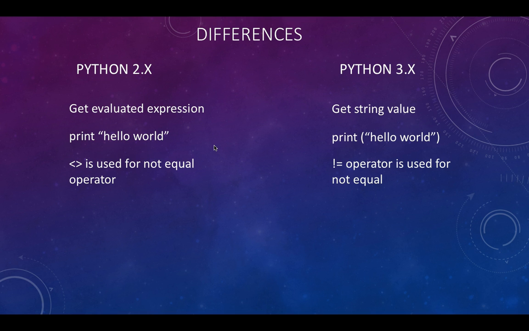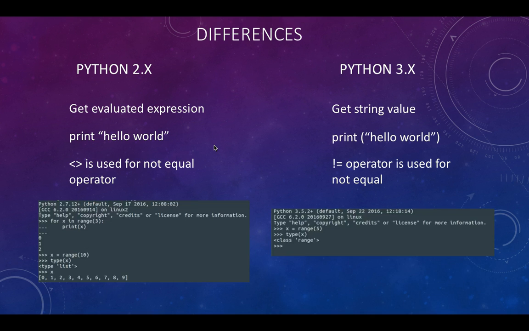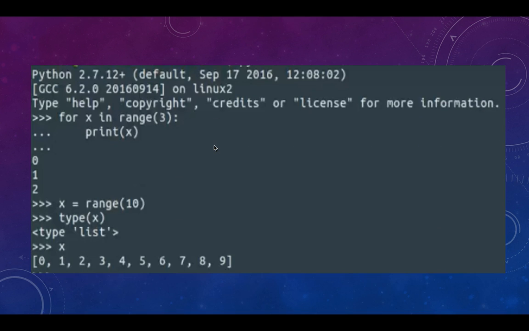Let's move to the fourth difference, which is range in Python 2 and Python 3. So what is range? Range is used in a for loop to iterate over integer values. When we use range in Python 2, it will return a list. Here you can see x equal to range(10), and when we check the type of variable x, it returns the list type, which means that in Python 2 range is of type list.